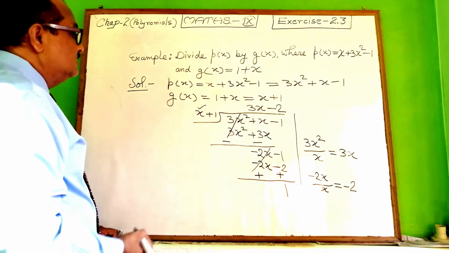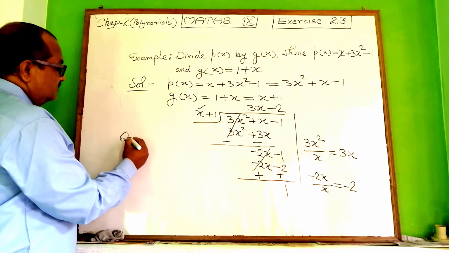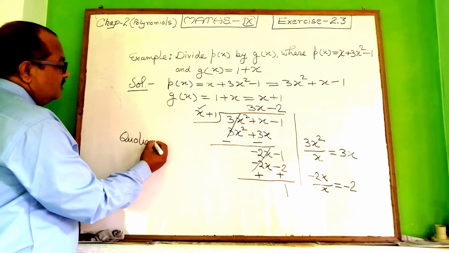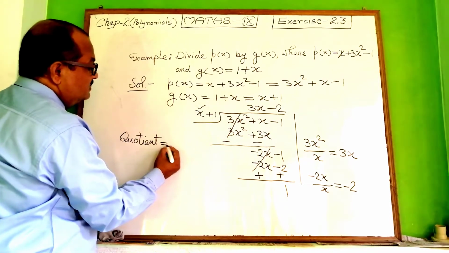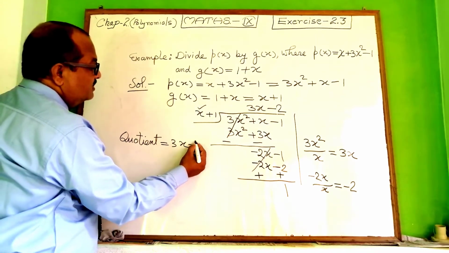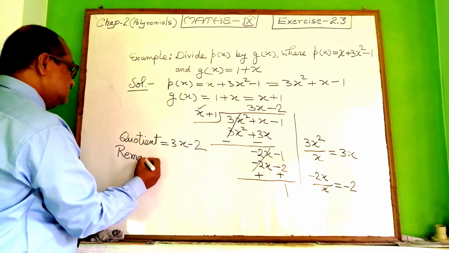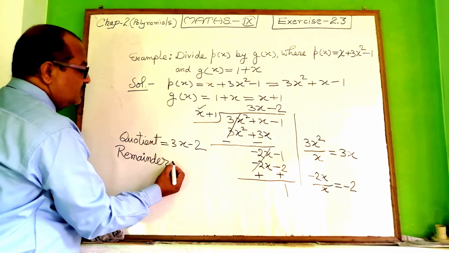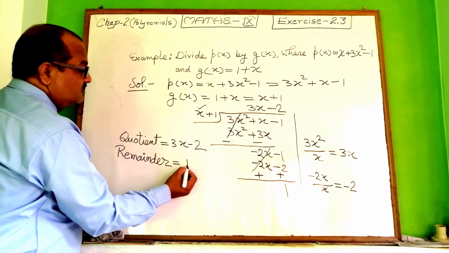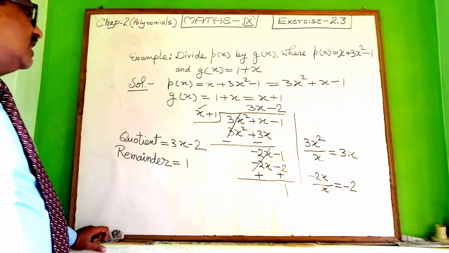You know students, if anybody is asking what is the quotient, see what is the quotient here. Quotient is 3x minus 2 and see the remainder. You can see the remainder is 1. So this is the process of division.